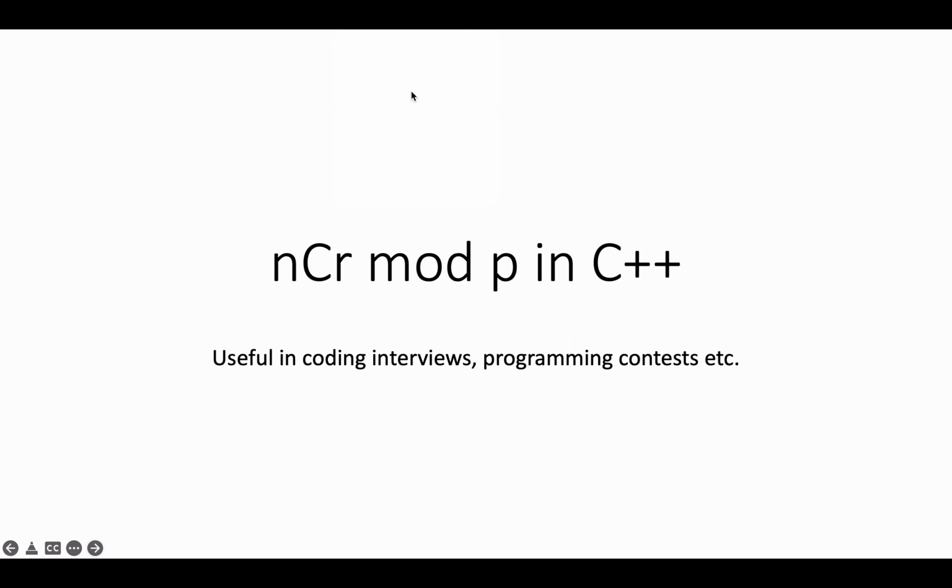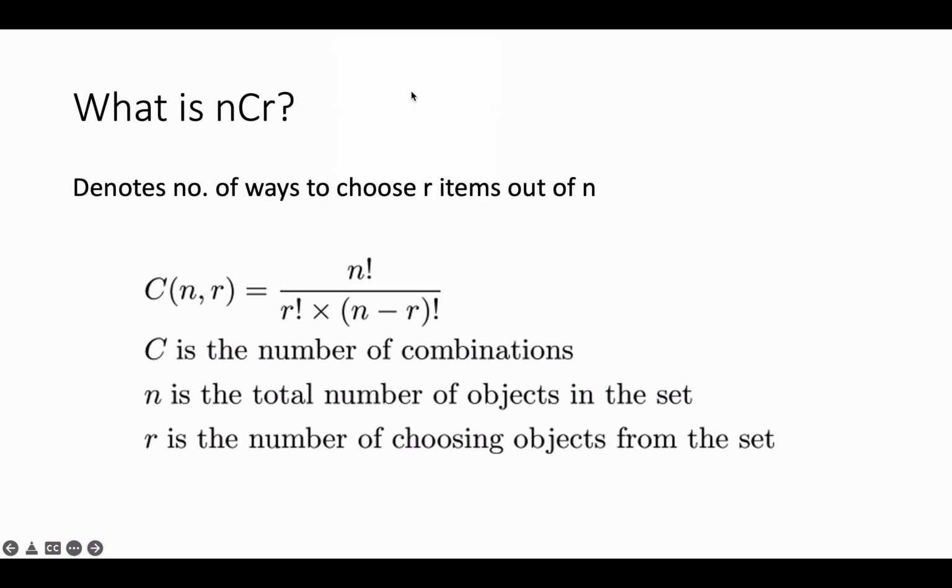Sometimes when people don't know of this method, they actually use dynamic programming to compute the whole Pascal triangle to calculate nCr mod p, which is quite time consuming and tedious. So I will be teaching you how you can use Fermat's little theorem to calculate nCr mod p. Without further ado, let's get started.